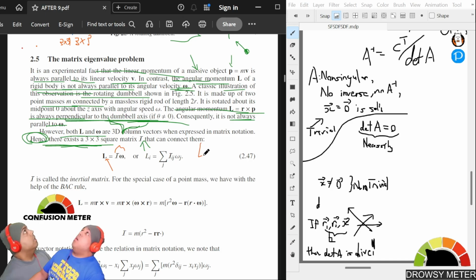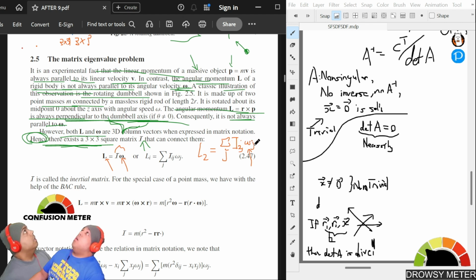So if we're looking for L2, right? L2 equals the sum over all the J guys of I2J omega J, the second row of I, J. So all the elements on the second row of I multiplied by omega J, because this is a 3 by 1, so you can't really go left and right.